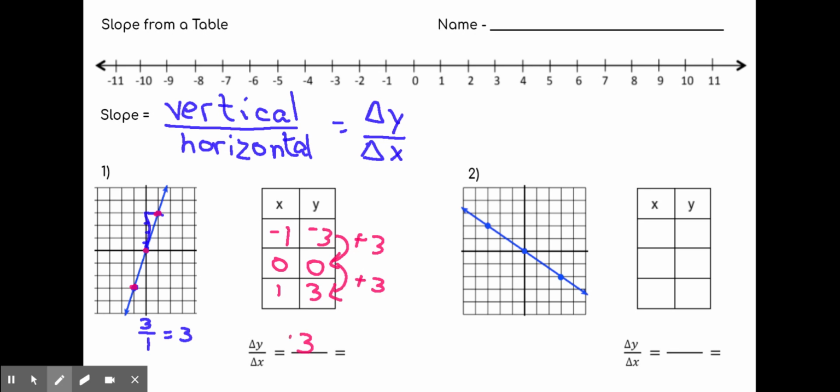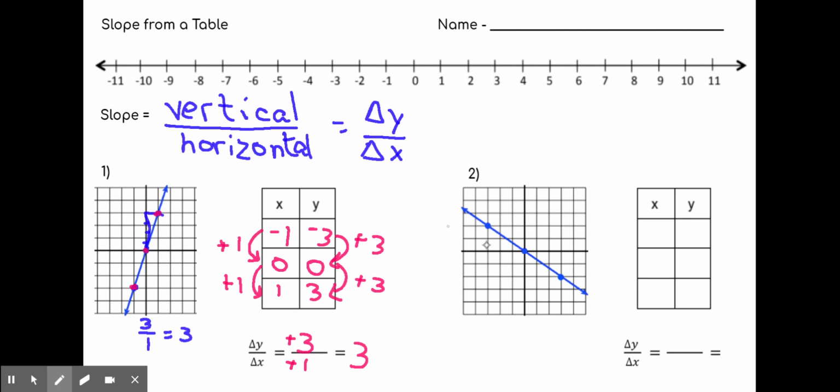A positive 3. Now, what about my change in x? How do I get from -1 to 0? Well, from -1 to 0 is 1 space, right? And in the positive direction, so I add 1. How do I get from 0 to 1? I add 1. So my change in x is positive 1. So I have a positive 3 over a positive 1, and 3 over 1 is 3. Look, I get the same slope. Whether I do it from the graph or from the table, it's the same.